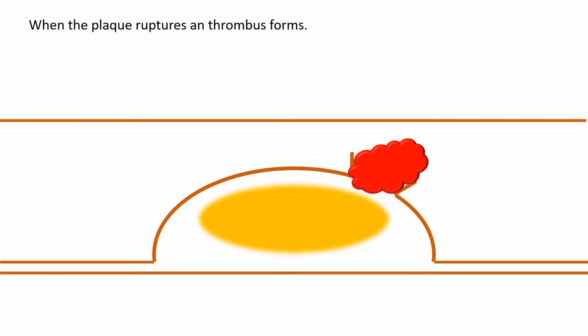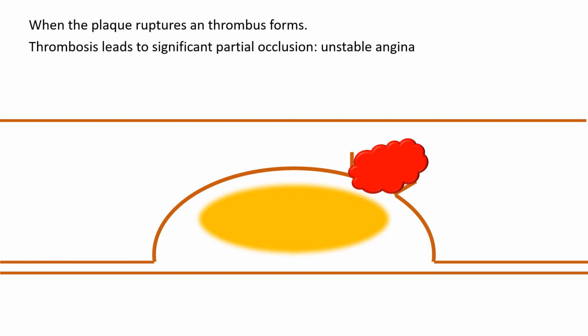When the plaque does rupture, we have thrombosis. A thrombus forms at the point of rupture. In this case, we've got a small thrombus. This is causing a partial occlusion, but it has increased the occlusion of that vessel. It's taking up more of the vessel, so our ability to perfuse past it, if you like, has reduced. And this really is where we're starting to look at unstable angina.